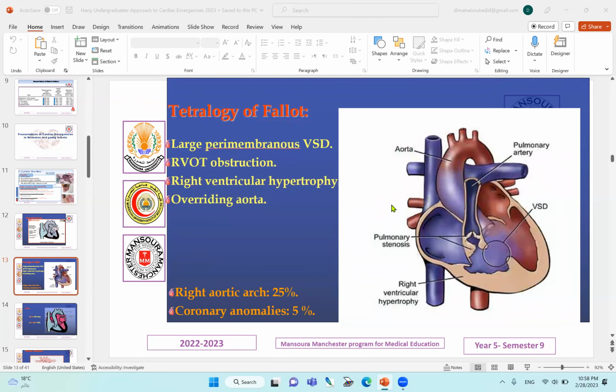The second one is the commonest one, which is the tetralogy of Fallot, and these are the components: large perimembranous VSD, right ventricular outflow tract obstruction, or as we say, subinfundibular pulmonary stenosis, right ventricular hypertrophy, and overriding of the aorta, taking the mixed blood here from both ventricles.